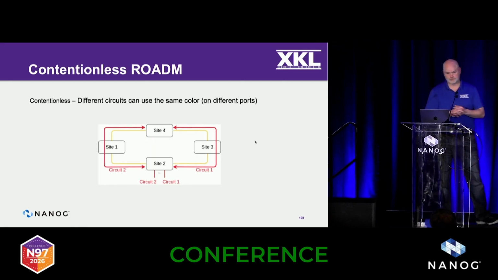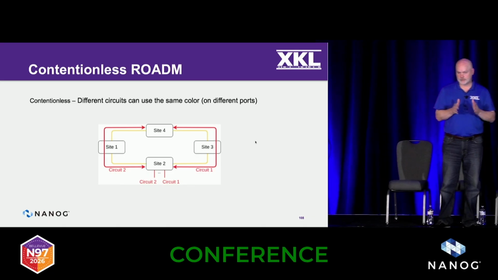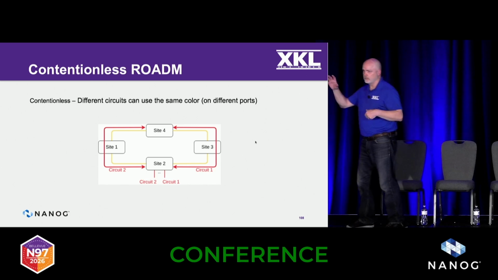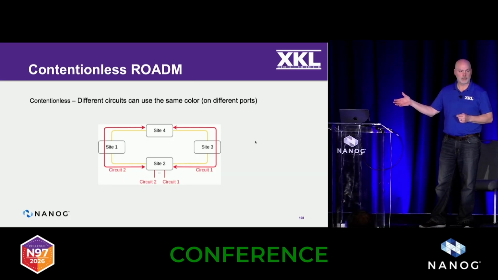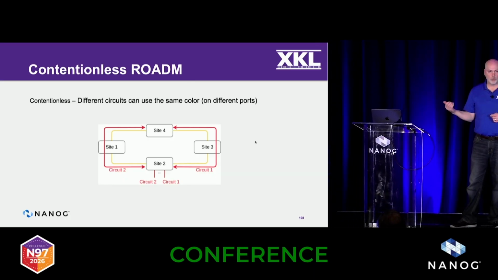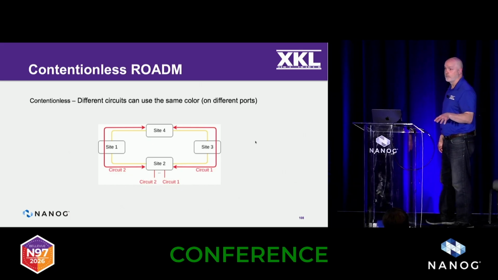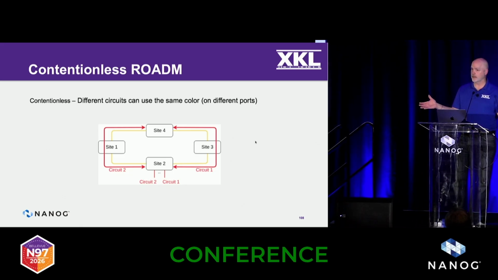And now contentionless. The idea here is I've got 2 different circuits, and I want them both to be red. It seems simple enough. I can send red out east and the other out west, but if you look at the WSS technology I showed you earlier with that LCOS array, red can only go out one port. I can't send the red to switching port 1 and switching port 2. It can only go out one place. So a contentionless ROADM, therefore, must have more than one WSS. It's got to be able to send red out 2 different directions. That's the idea behind contentionless.